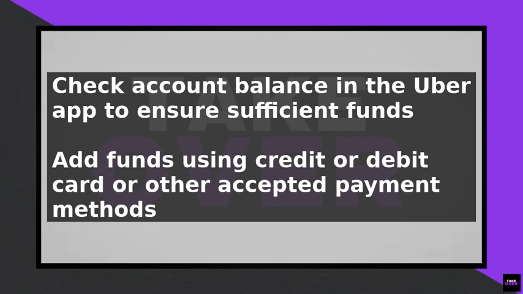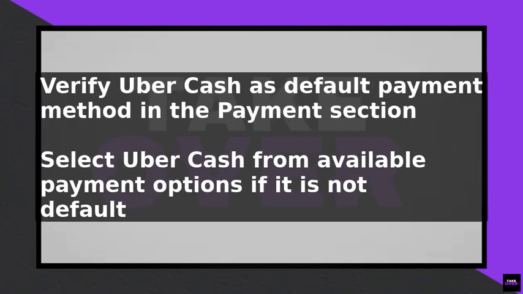Next, verify that Uber Cash is selected as your default payment method. To do this, go to the Payment section and make sure Uber Cash is chosen as the default. If it is not, select it from the list of available payment options.